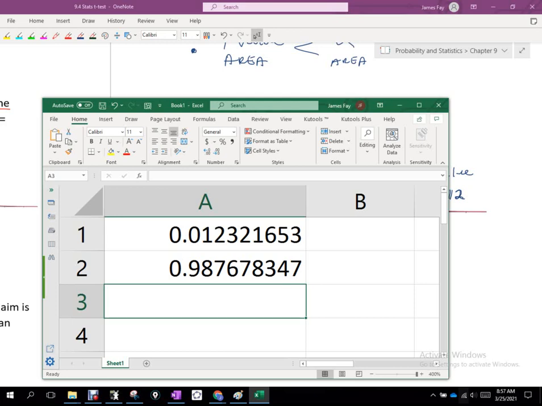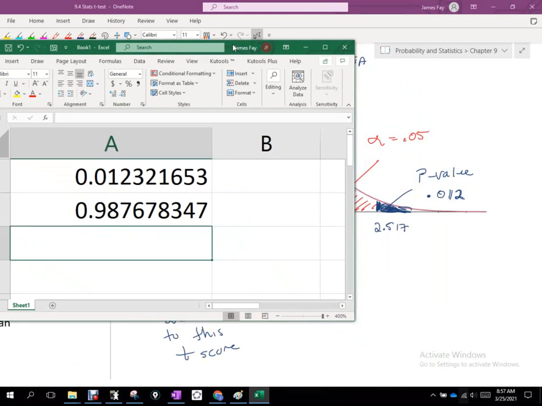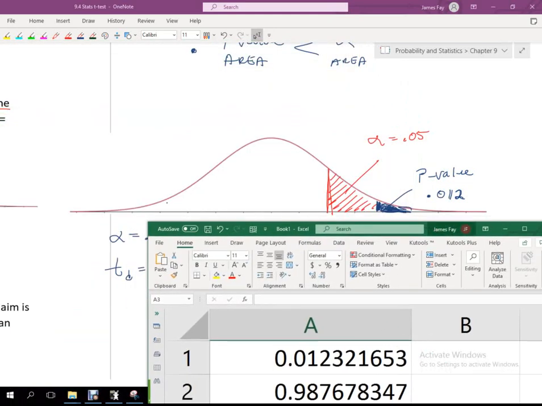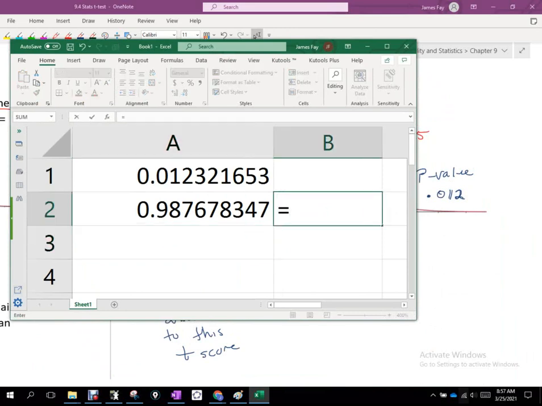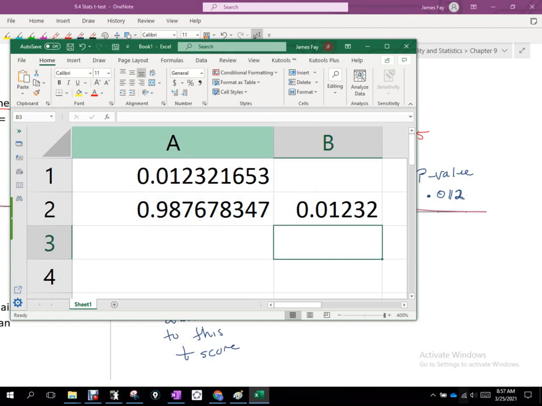Because the way I type that in, because it's a left cumulative command, it's finding all the area under the curve up to this blue stuff. Okay? Well, if I want the blue stuff, then I got to take that number and remove it from 1. So you'll do 1 minus that number. And you see there, you get the same 0.0123 that the initial way we did it returned.